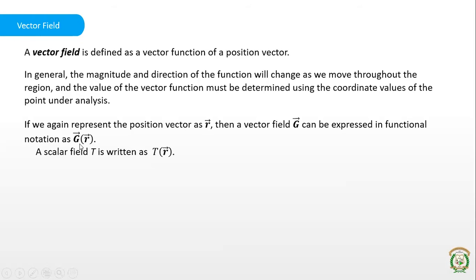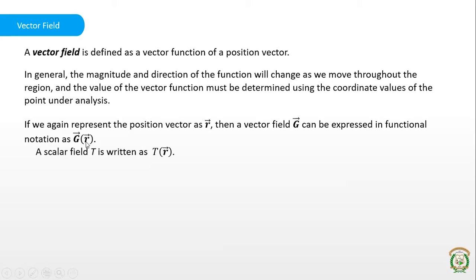You know how you write a function, right? The notation for the function, and in the brackets the value for which you are finding the function. So here it is the function of position vector r, and the function is g. So the vector field is g of r. Both are vectors: g is a vector, r is also a vector.